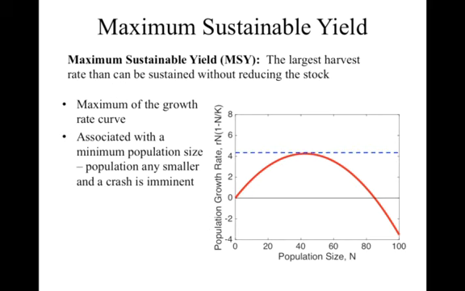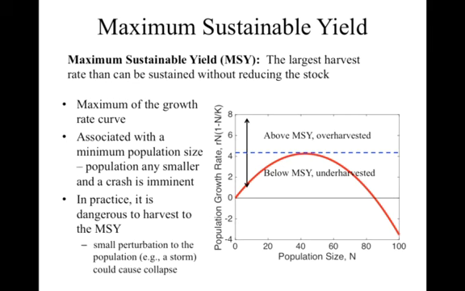All right, so there's my maximum sustainable yield. Any harvest level that is above that, you're over harvesting. Any harvest level below that, you're actually under harvesting. You could harvest a little bit more and still be okay, so you're not harvesting as fast as you could under ideal conditions. In reality though, although we might try to do this, it's dangerous to harvest at the MSY.